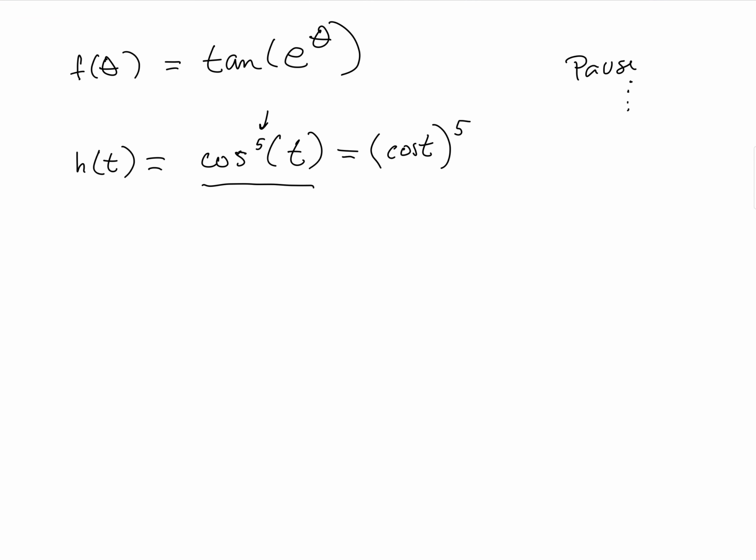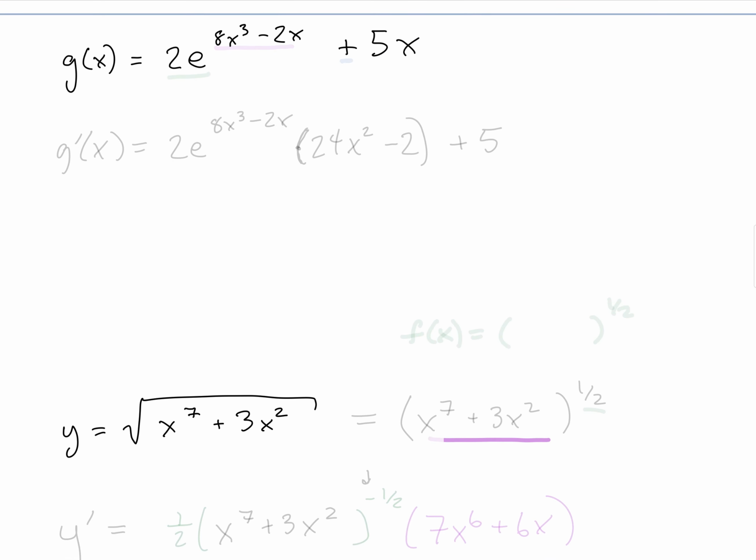Okay, our first function, g of x. So let's see, our inside function is the exponent of e, and 2e to the something is our outside function. 5x is just separate. Remember when there is an addition, we can just take those derivatives separately. So we're going to think about the derivative of 2e to the 8x cubed minus 2x. And then after that, we're going to think about the derivative of 5x.